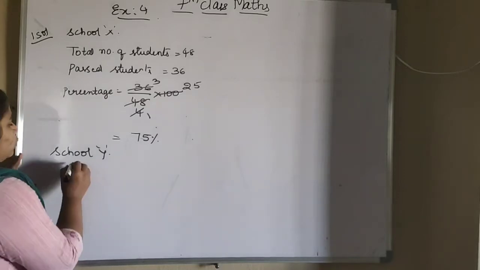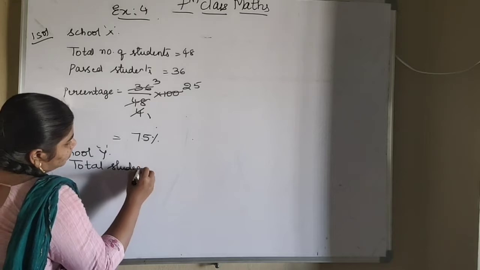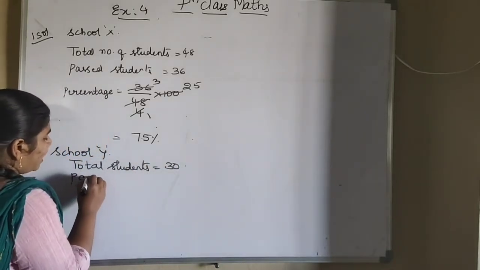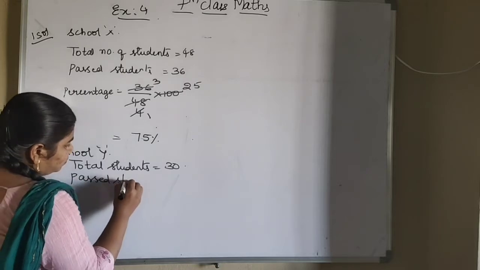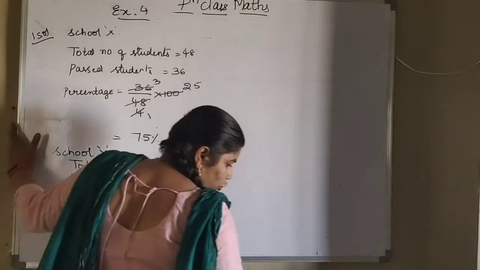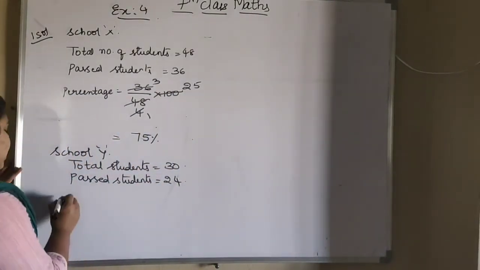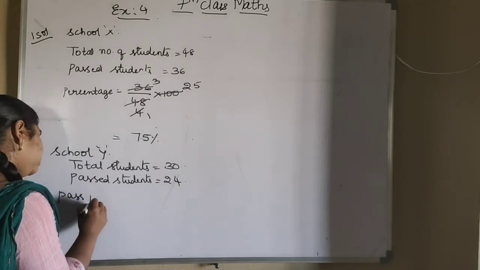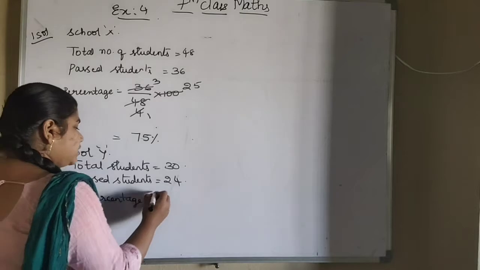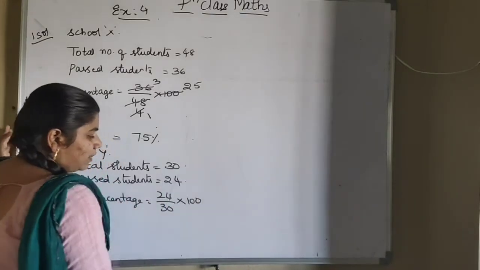School Y. So total students are how many in this? Total students are 30. And how many are passed? That is 24. Okay, now we have to find the pass percentage. So how much is it? 24 by 30 into 100.